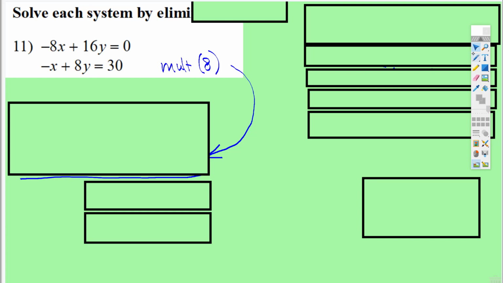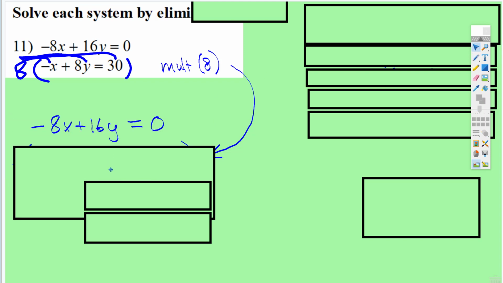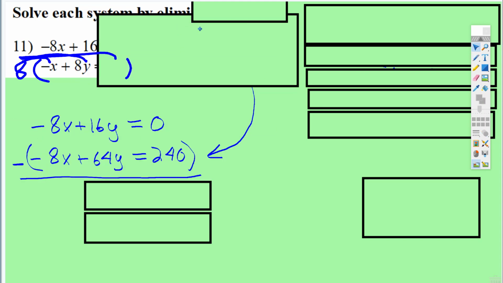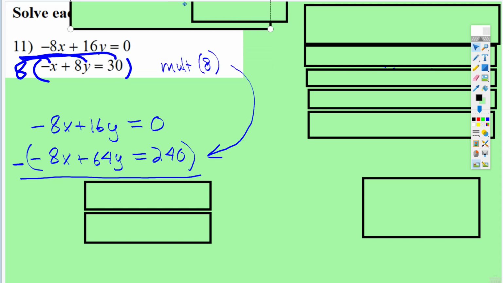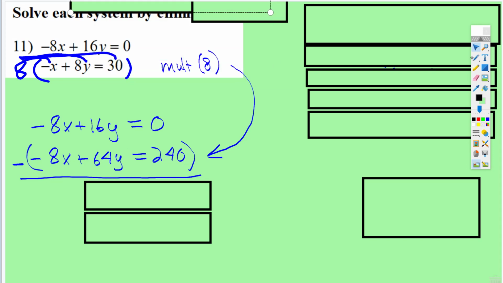I'm going to multiply this entire row by 8. And when I do that, that will be negative 8x, positive 64y, positive 240. And so I think that's what I did down below. Multiplied that out, and then now look at what I have.